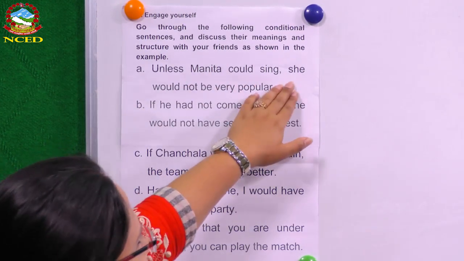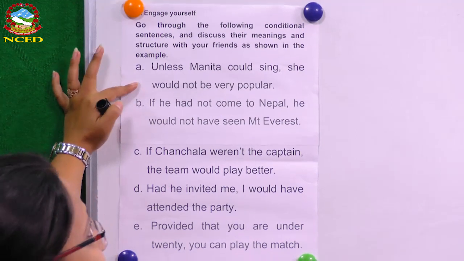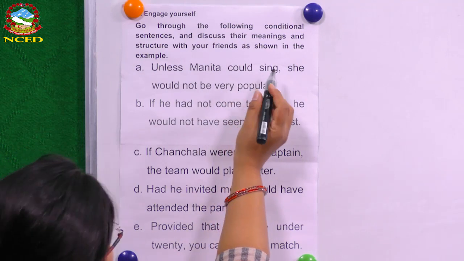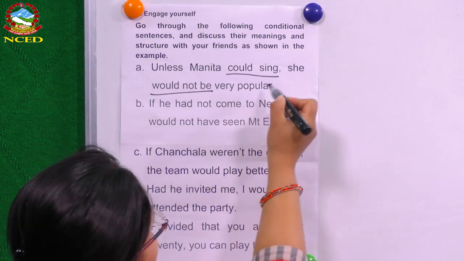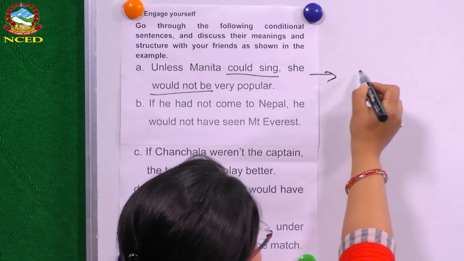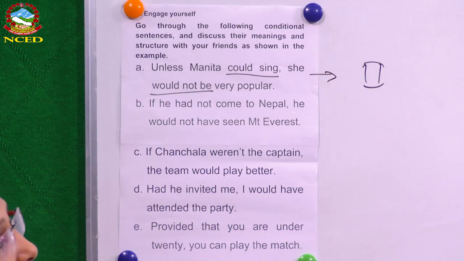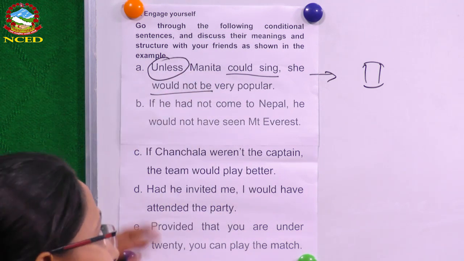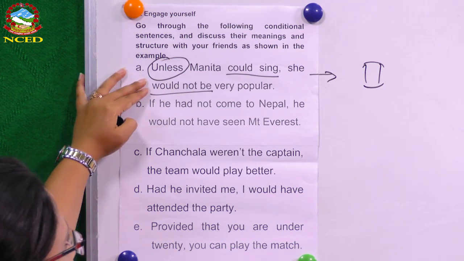Unless Manita could sing, she would not be very popular. So what conditional type is this? Can you tell me? Yes, look at the tense of the clause. Could sing and would not be. So this is in simple past tense, right? So what conditional is it? Type 2. Okay. And what other thing did you notice here? Instead of if, there is unless. We had talked about it in our previous lesson, so I will not repeat it here.